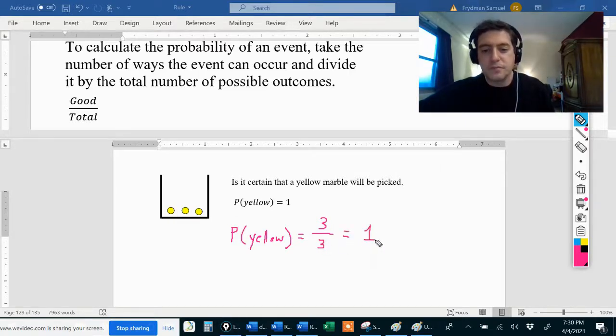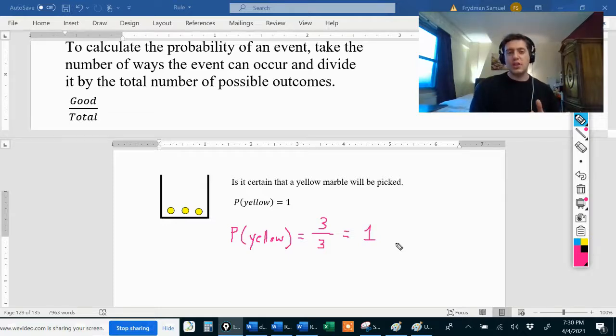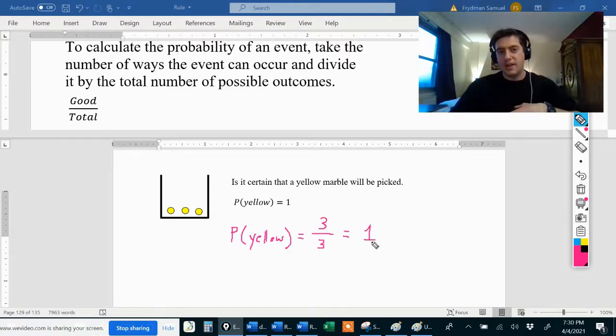That's 1. So when we have a situation where every outcome is a good outcome, then plugging the numbers into this good over total formula gives us a value of 1. So anytime we have a situation where what we want to happen is definitely going to happen, then we will see that the probability is 1.